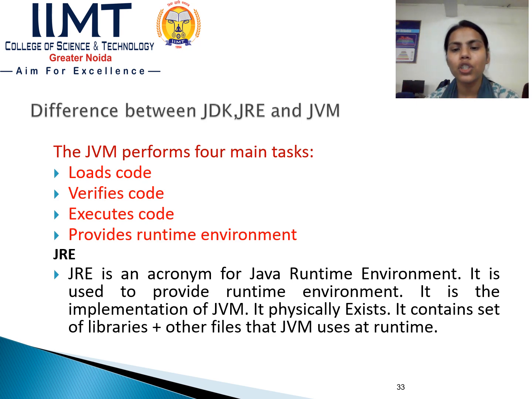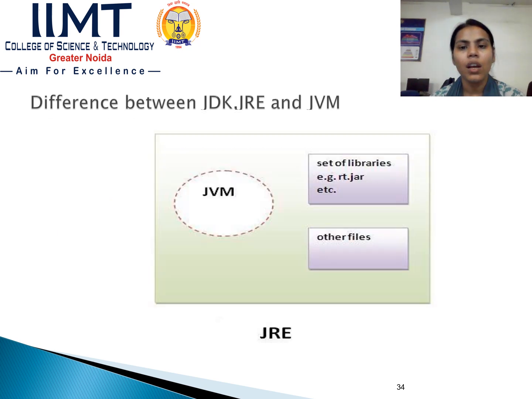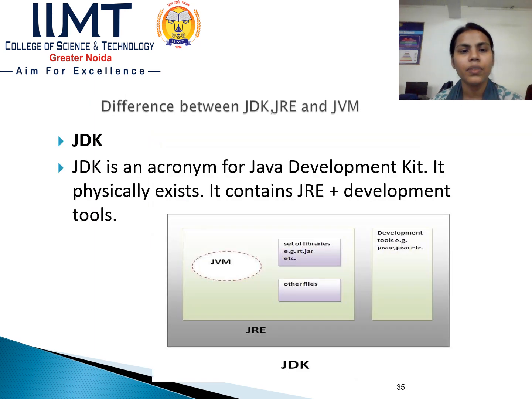JRE is an acronym for Java Runtime Environment. It is used to provide the runtime environment. It is an implementation of the JVM. It physically exists. It consists of a set of libraries plus other files that the JVM uses at runtime. In this diagram you can see JRE and JVM, and it consists of a set of libraries, for example rt.jar, and other files. Now JDK, the Java Development Kit, physically exists. It contains the JRE and development tools.